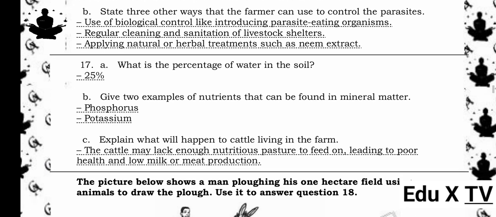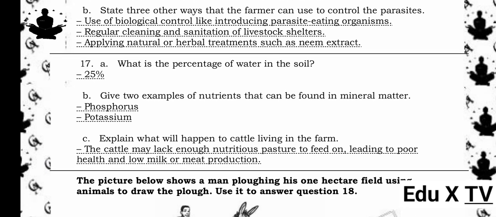17. A. What is the percent of water in the soil? 25%. B. Give 2 examples of nutrients that can be found in mineral matter. Phosphorus. Potassium. C. Explain what will happen to cattle living in the farm. The cattle may lack enough nutritious pasture to feed on, leading to poor health and low milk or meat production.